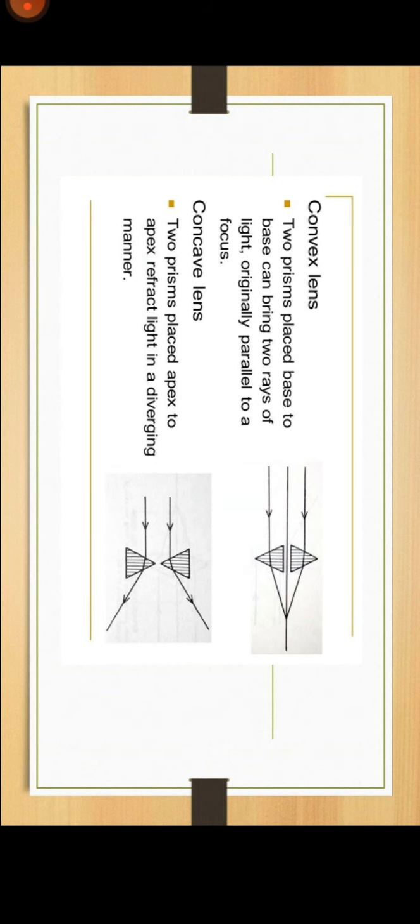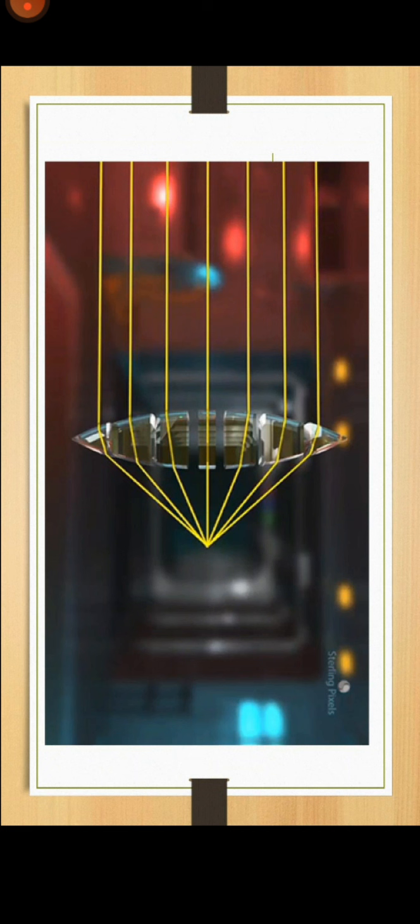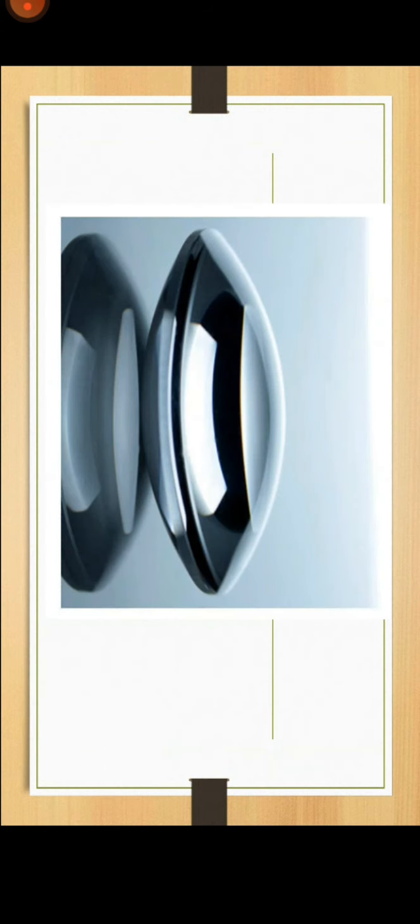This is what happens in convex lenses, otherwise called convergent lenses. See the tip of the convex lens; it seems to be a prism. This is what a convex lens is. When we take it in hand, the center part of the lens is very thick and the peripheral part is uniformly thin. That is a convex lens.